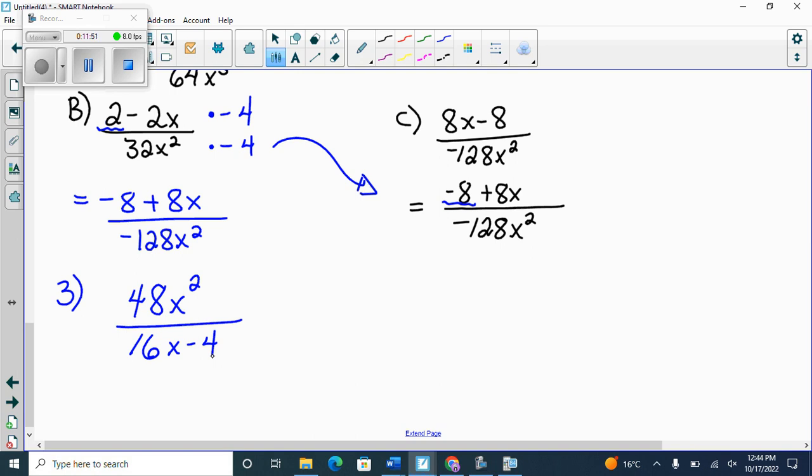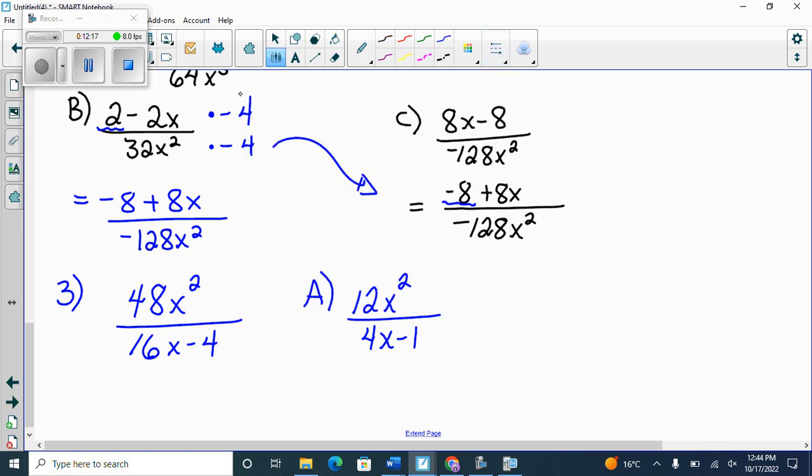It's equivalent. So this is the original, and then A was 12x squared over 4x minus 1. So I compare them and see what I can do. So I know I have 48x squared. I know I need 12x squared. So I know I'm going to divide by 4, correct? And when it's equivalent, you do the same to the top and to the bottom. That is what equivalent means.